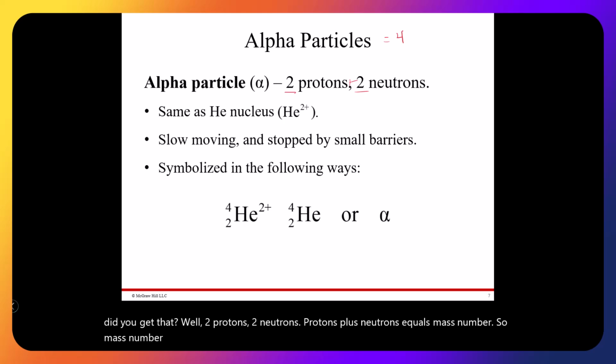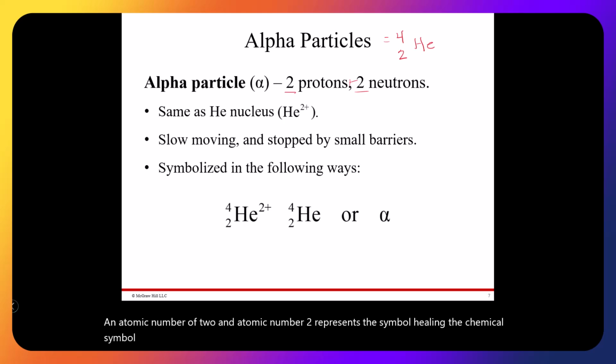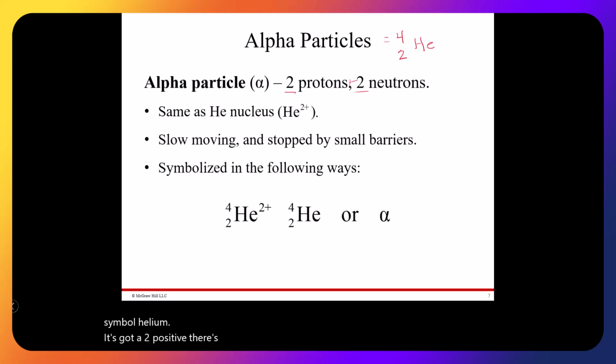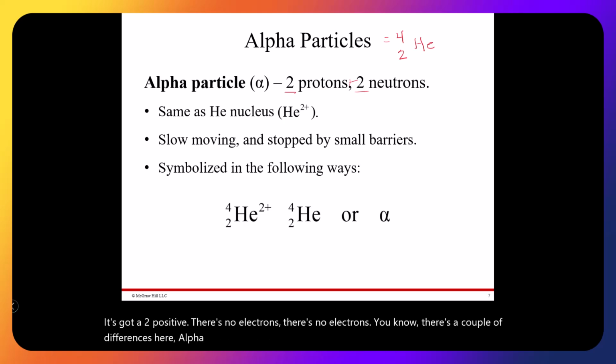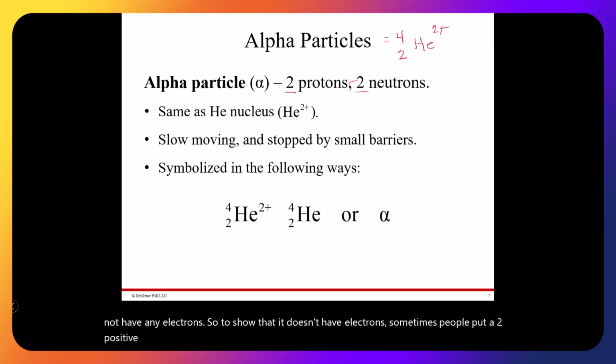It has an atomic number of 2, and atomic number 2 represents the chemical symbol helium. It's got a 2 positive charge. There are no electrons, so there are a couple of differences here. Alpha particles have a different energy than helium, and alpha particles do not have any electrons. To show that it doesn't have electrons, sometimes people put a 2 positive charge, like you see with this. But most of the time it's written this way, or by just the symbol alpha.